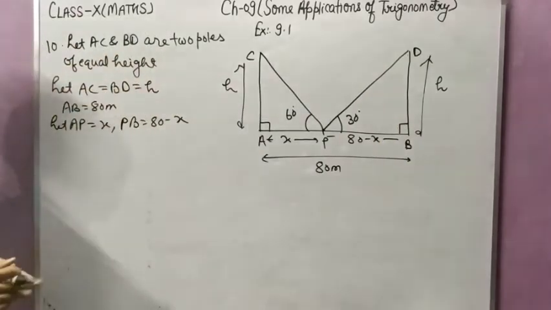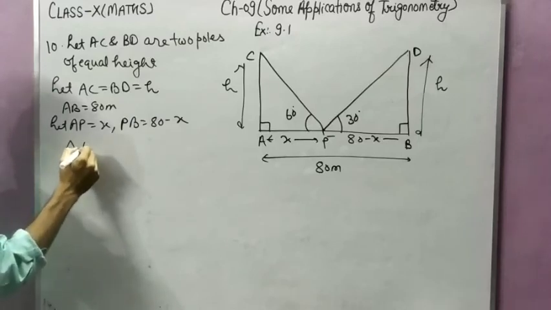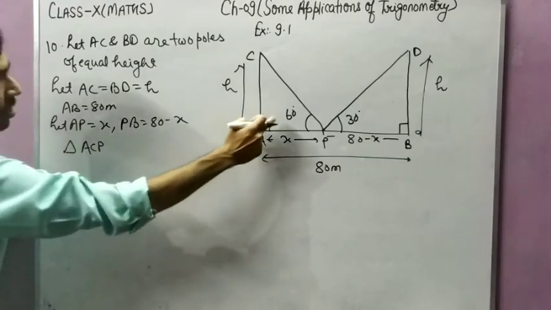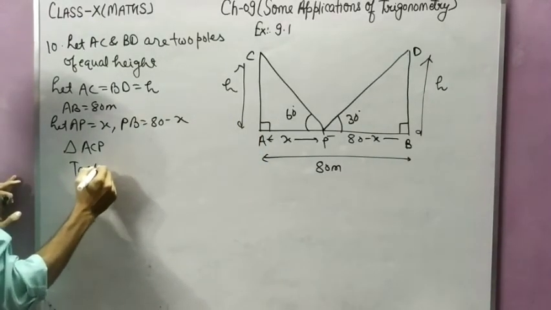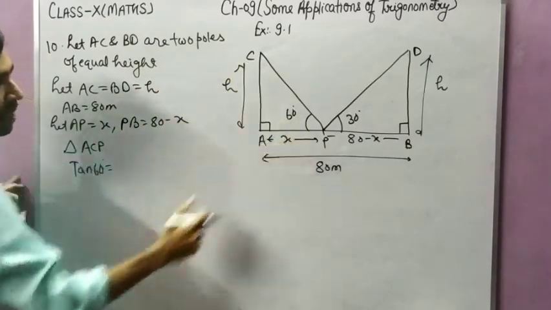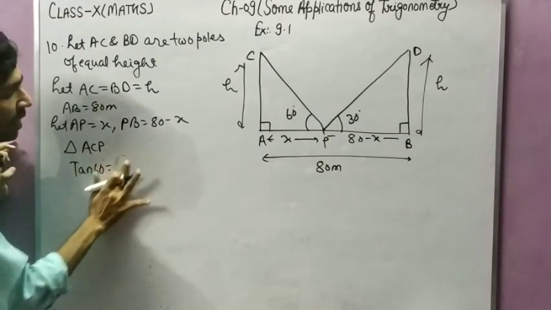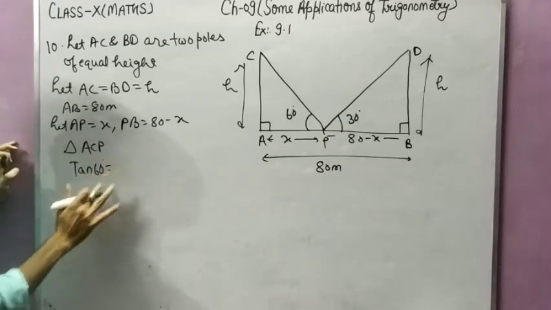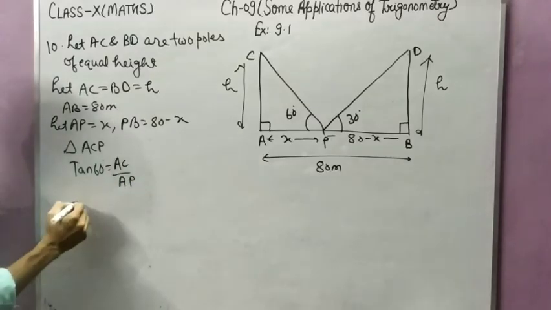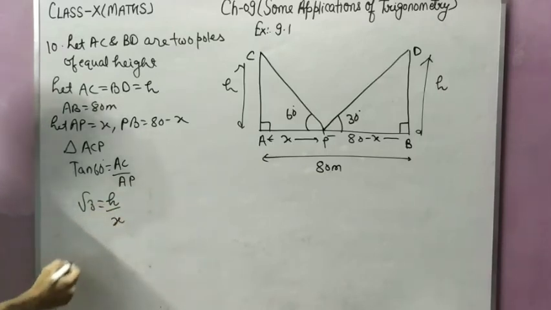Right angle, because both poles will stand perpendicular to the base. So first we will take triangle ACP. In triangle ACP, student, we can say for 60 degree, tan 60 can be written as perpendicular upon base. Perpendicular is h and base is x, so tan 60 can be written as h by x. Or if you want to write one more step, tan 60 will be equal to perpendicular, that is AC by AP. So tan 60 is √3, AC is h and AP is x, so h will be equal to √3x.